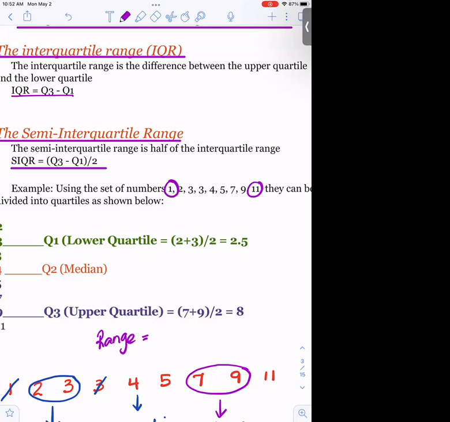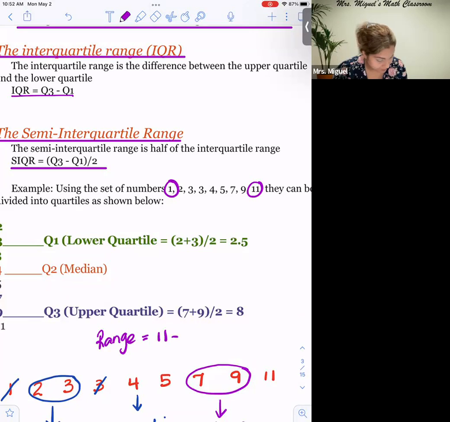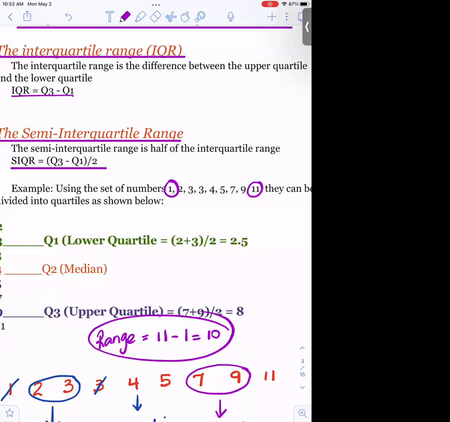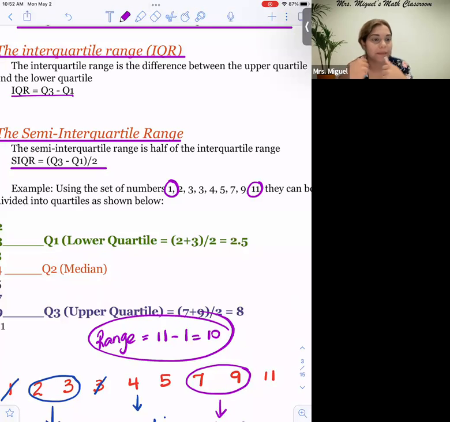The range is 10, 11 minus 1, 10. Did you all get that for the range? Did anybody else besides Jordan get 10 for the range? Yes, miss. All right, so we know how to find the median, the mean, the mode, the interquartile range, the semi-interquartile range, and the range of the data.